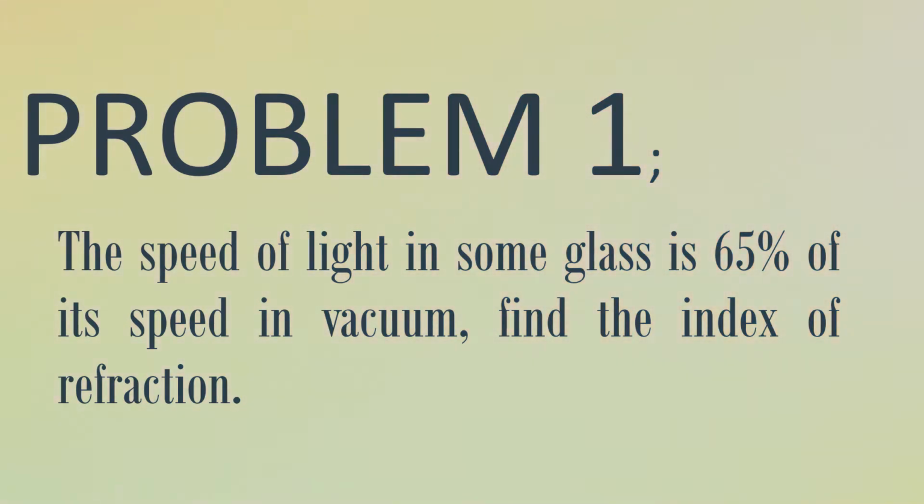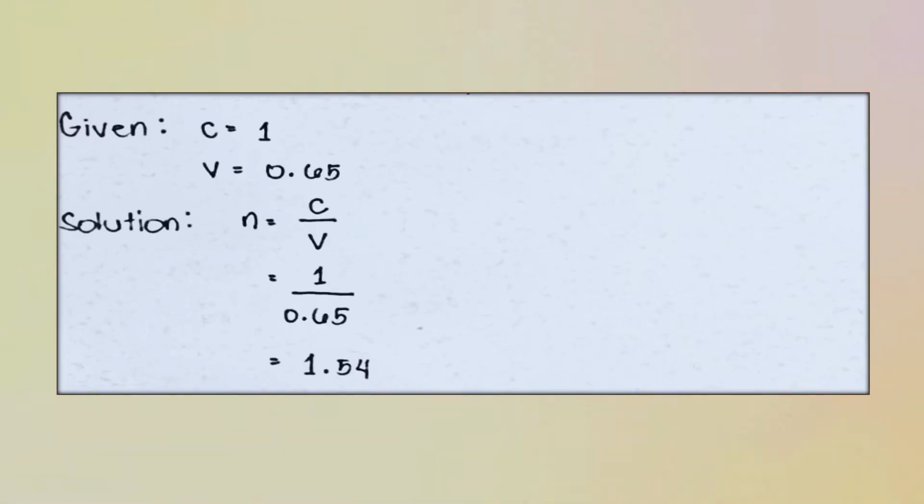Now, to fully understand the equation for the index of refraction, let us apply it in a specific problem. So we have problem number 1. The speed of light in some glass is 65% of its speed in vacuum. Find the index of refraction. For problem number 1, we have a given relative speed of light in vacuum which is equal to 1, and the ratio of the speed of light which is 65%. But of course, we have to express that percent as a decimal.